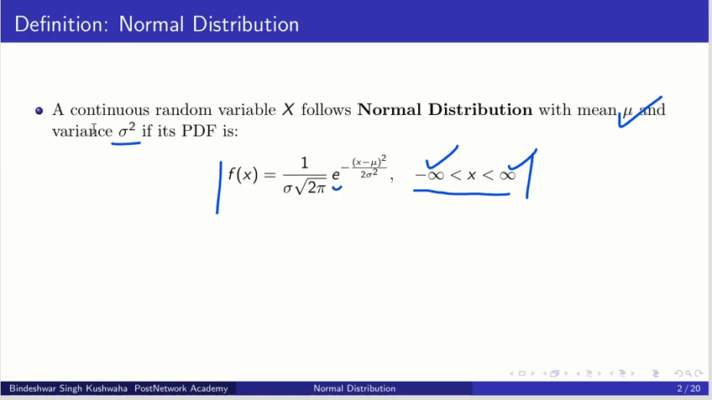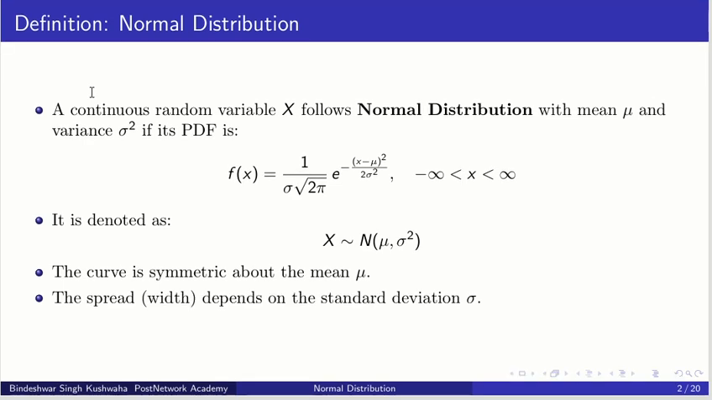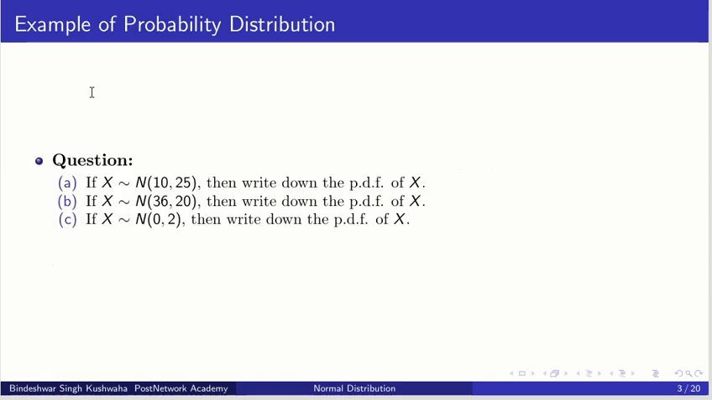If a random variable x is following normal distribution, you will write it like this. It has two parameters: mu, that is the mean, and standard deviation sigma, or sigma square, which is the variance. Based on the probability density function, mean and variance, we will solve some problems. So without further delay, let's get started.